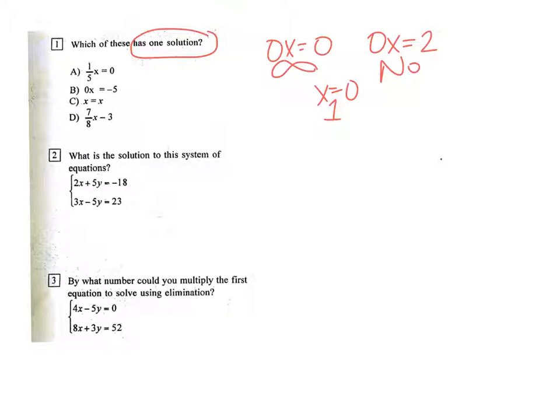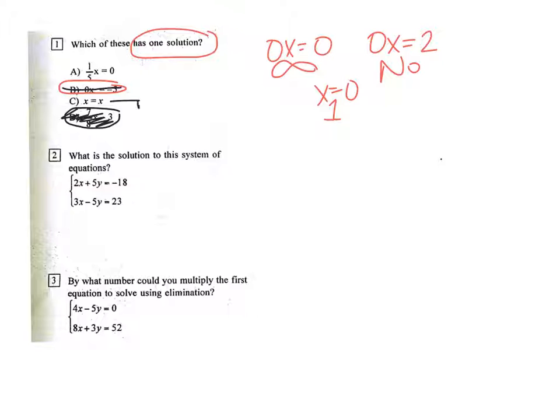So when I look at my answers, I see B, and B does not look correct. It can't be B, because if you look at it again, it's 0x equals negative 5. There's no way 0x can equal negative 5, so B is not correct. Look at D. Is there even an equal sign in D? So there's no way it could even be an answer. It's an expression, it's not an equation.